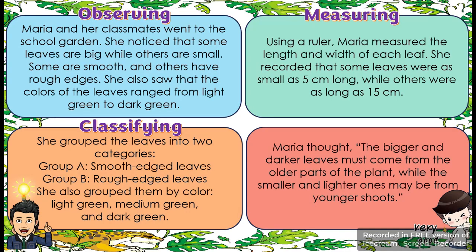Maria thought that the bigger and darker leaves must come from the older parts of the plants, while the smaller and lighter ones may be from the younger shoots. It is inferring. Good job, kids!